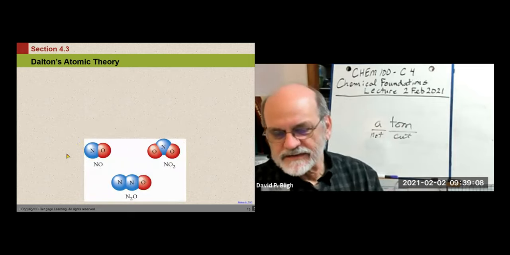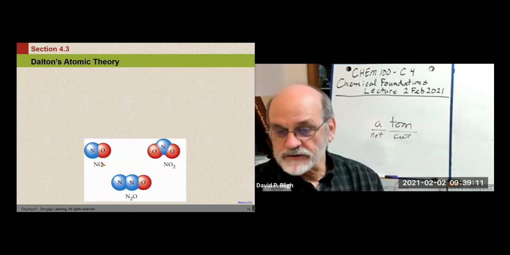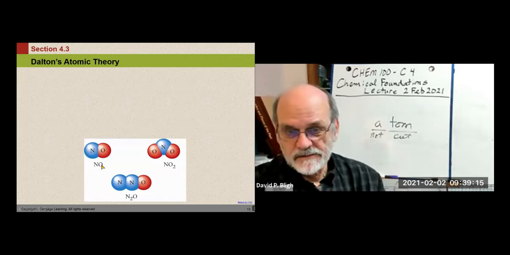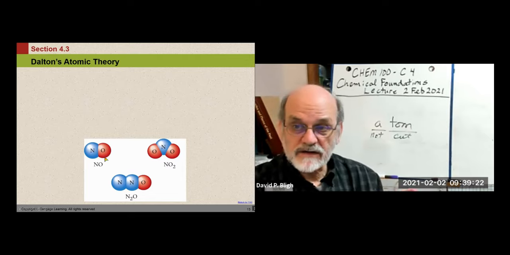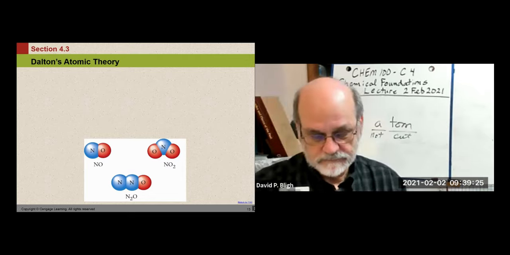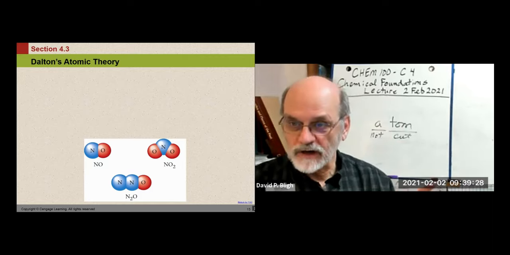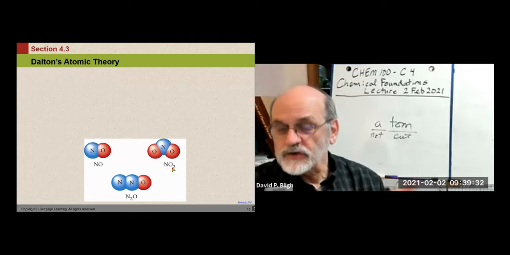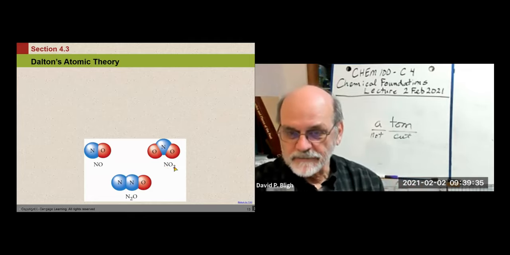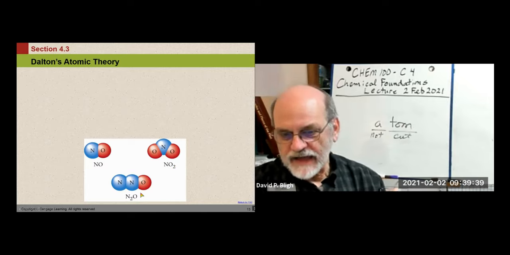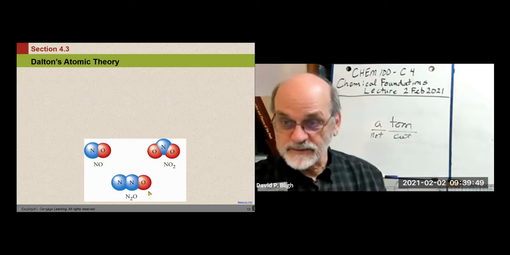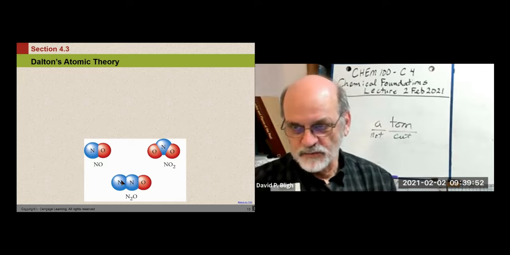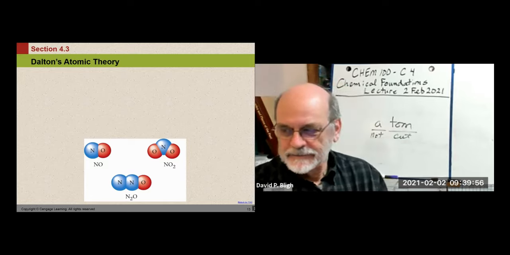Okay, so here's an example. Nitrogen and oxygen can combine in various different ways. If we combine one nitrogen and one oxygen, you get nitrogen monoxide. That's chapter 5. We'll talk about nomenclature, how to name them. This one, nitrogen and two oxygens, gives us nitrogen dioxide. And this one has two nitrogens and one oxygen, dinitrogen monoxide. Everybody knows this one, N2O. If you've ever been to the dentist and had some serious work done on your mouth, you may have breathed some of this stuff. This is nitrous oxide, laughing gas.